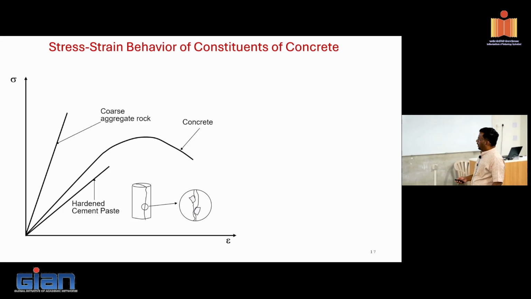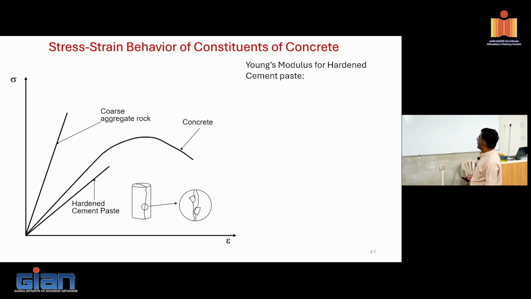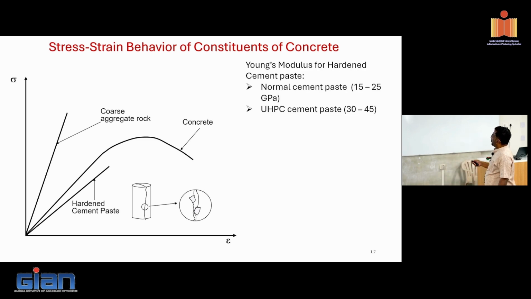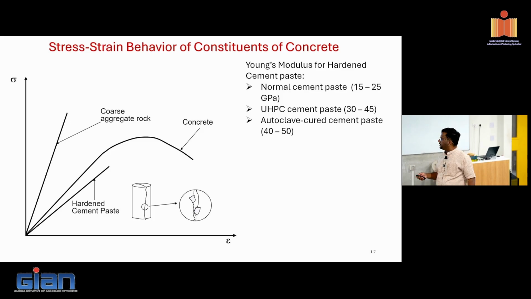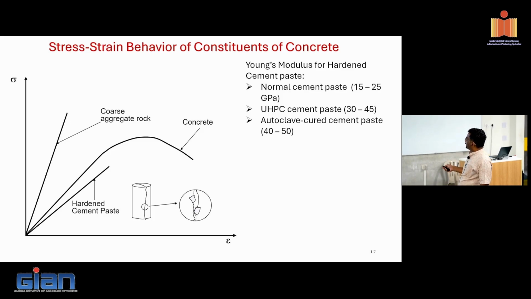Now, why I am talking about this is that the elastic modulus of the concrete is also a function of your compressive strength, right? So it is also going to vary depending upon at what time I am doing the analysis. We have to keep that in mind. For normal cement paste, the elastic modulus varies from 15 to 25 gigapascal. For UHPC cement paste, where I put a lot of things together, that goes up to 30 to 45, and if I do the curing under pressure and heat, then your modulus is also going to go up.